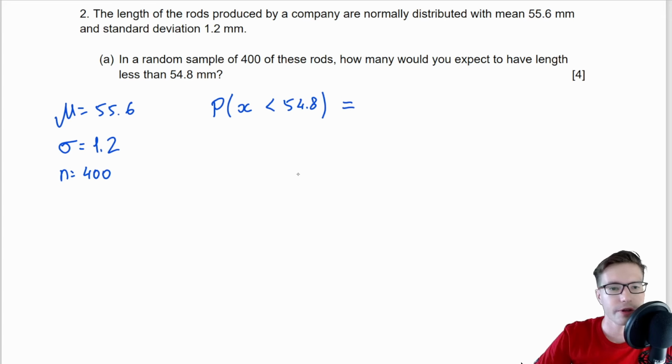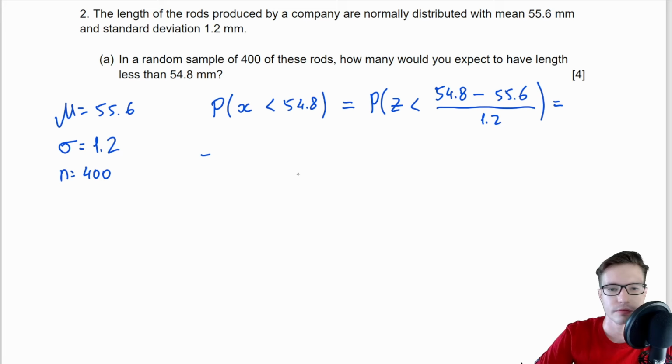And we're looking for the probability that our variable is less than 54.8. So the first step in those questions would be to standardize the normal distribution. And for that, we're going to use the formula x minus mu over sigma. So 54.8 minus 55.6 over 1.2. So that brings us to z is less than minus 0.667.